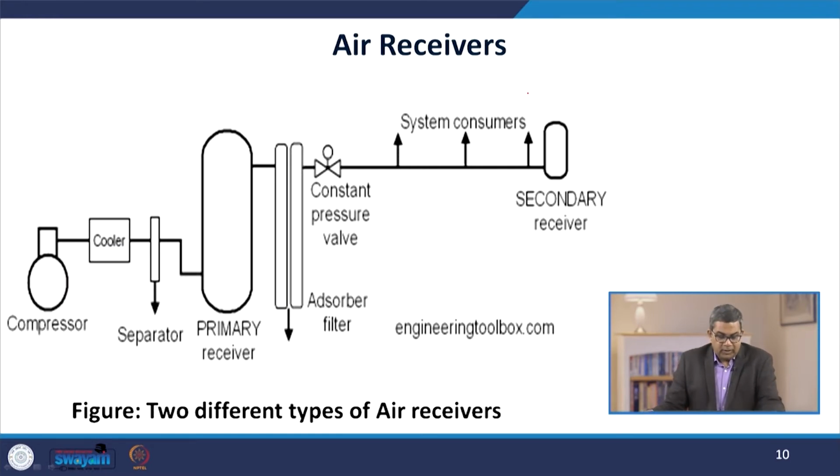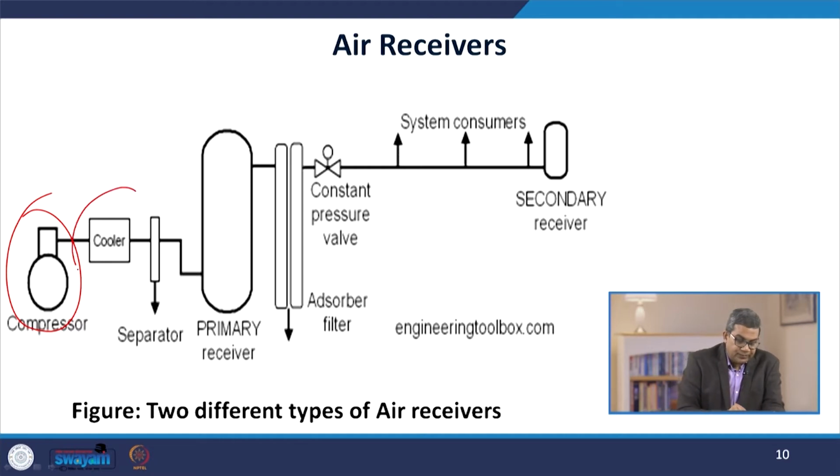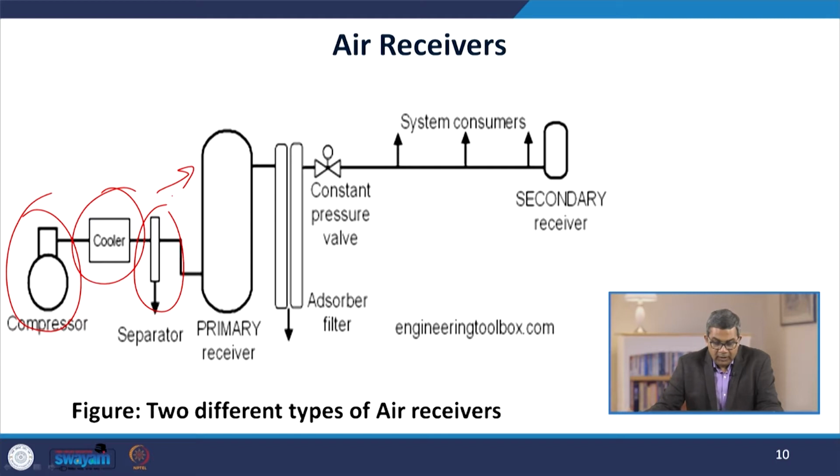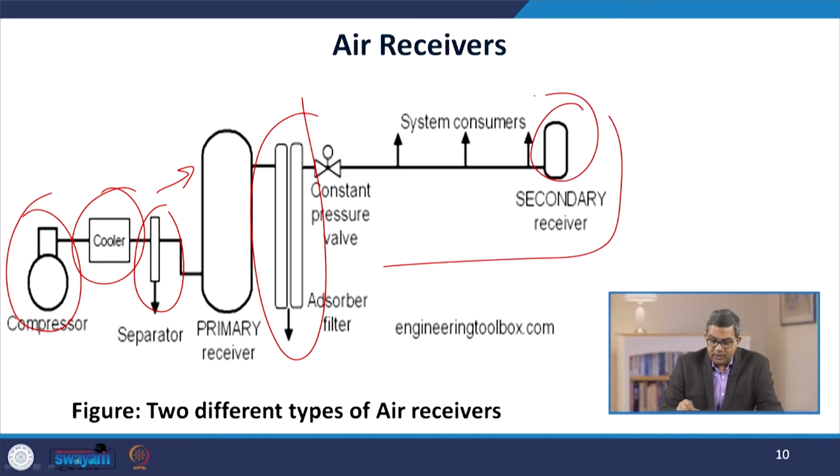Now when we talk about the basic phenomena, here you see the compression unit, and after compression, because I told you that there is a slight rise in the temperature, it is attached with a cooler, and then there is a separator which is attached to the primary receiver. Now there may be certain oil or other debris in the compressed air. So these are removed in this adsorber filter, and thereafter it can go to the secondary receiver for use in different processes.